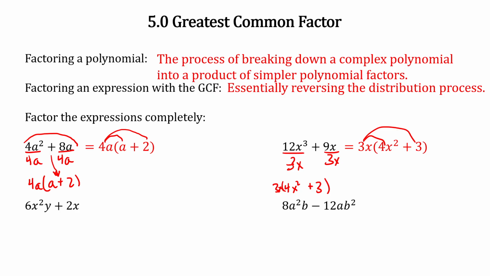Okay, you try these last two and come back and check your answers. Okay, the common thing between 6 and 2 is 2. X squared and x, I can take an x. I only have a y in that one. So I put 2x on the outside. 6 divided by 2 is 3. X squared divided by x is x. Y divided by 1 essentially is y. And 2x divided by 2x is 1. And the whole point is I should be able to do this and get what I started with, which it is.